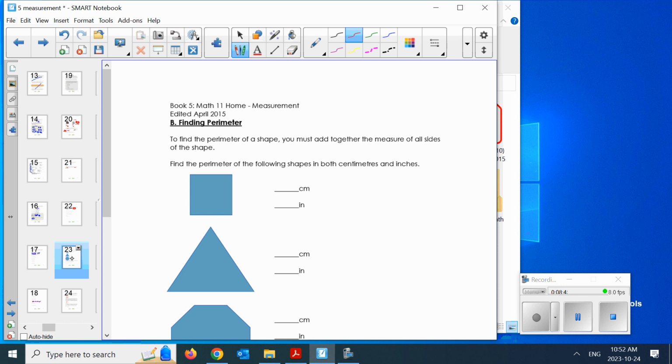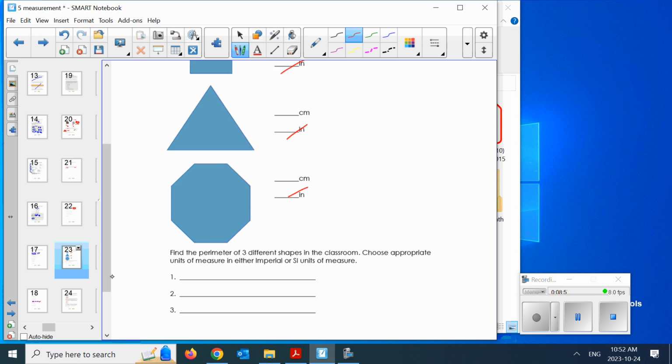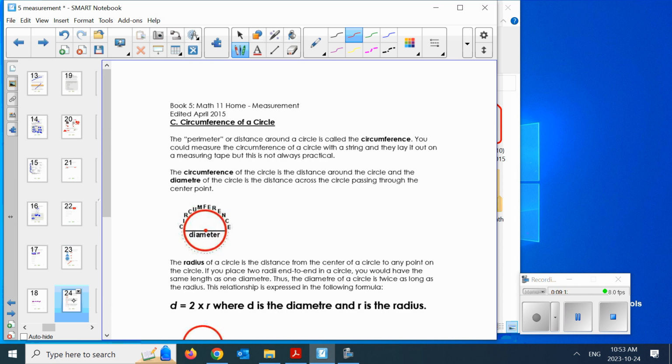Tell you what. Find the perimeter in centimeters and inches. Just do the centimeters. But use a ruler. There are rulers in my classroom right by Drake. And we can scratch the 3 different items in the classroom. Okay. Page 22, you can scratch that. Do those.